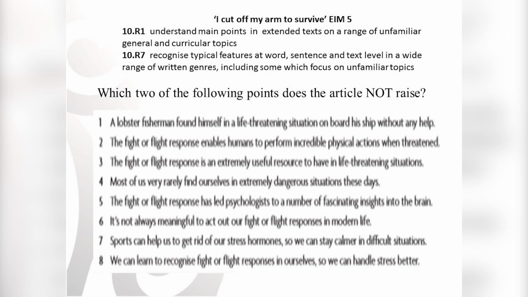As an example could be used the text "I cut off my arm to survive" from English in Mind 5. Here you can use two learning objectives. Understand main points in extended texts on a range of unfamiliar, general, and curricular topics, and recognize typical features at word, sentence, and text level in a wide range of written genres, including some which focus on unfamiliar topics. The task is: which two of the following points does the article not raise?